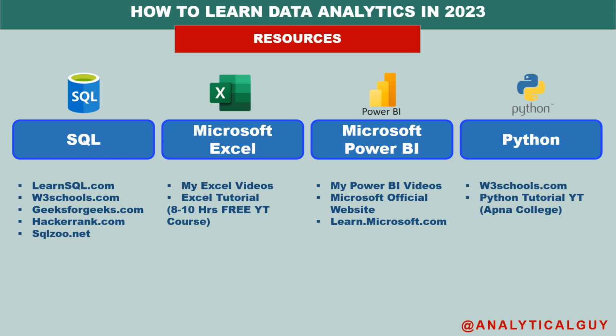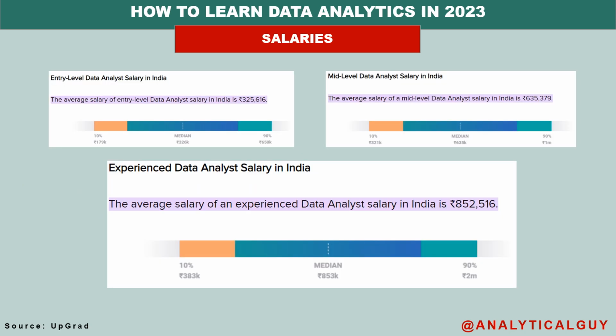Right, now I'll talk about the salaries. So there are three levels for data analyst. First is entry level. If you just graduated from your college and you're looking for data analyst profiles, you can get anywhere between 3 lakhs to 5 lakhs, right? And if you have an experience of 2 years or 3 years, you can get an average salary of 6.35, and it can go till 10 lakhs. If you are an experienced data analyst with experience of, let's say, 5 years or 7 years, it can go up to 20 lakhs, and average salary is roughly around 8.5 lakhs.